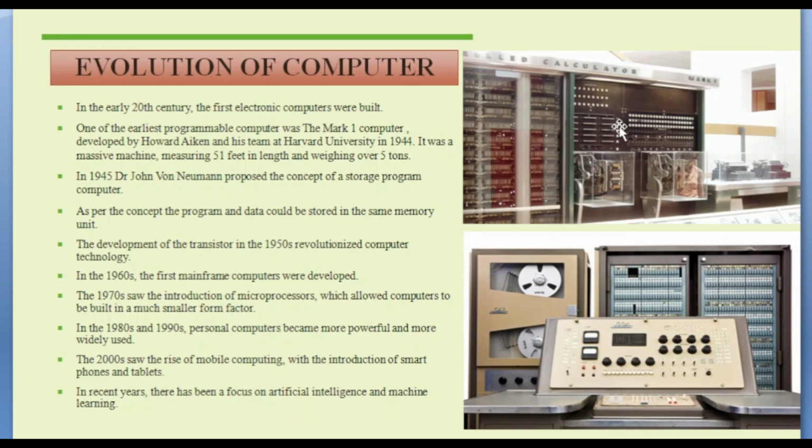In the 70s, we saw the introduction of the microprocessor, which allowed computers to be built in a much smaller form factor. It means we are getting much more compact computers. This led to the development of PCs, which were affordable enough for individuals to buy. By the 80s and 90s, PCs became more powerful and more widely used all over the world. This led to the development of the internet, which has transformed the way we communicate and access information today.